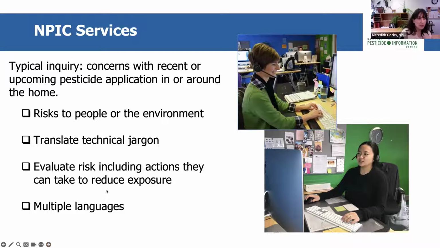So an example of a typical inquiry to the NPIC hotline might be this. Someone calls because they are about to have a pest control application in their home. Maybe it's something their landlord ordered for them. And they found out the product that's going to be used, the name perhaps, and they're calling us asking for information about risks that product might pose to themselves, their family, or their pets, something like that.